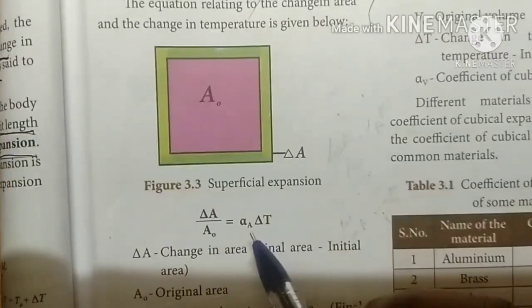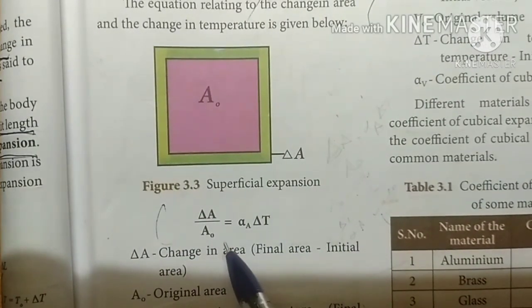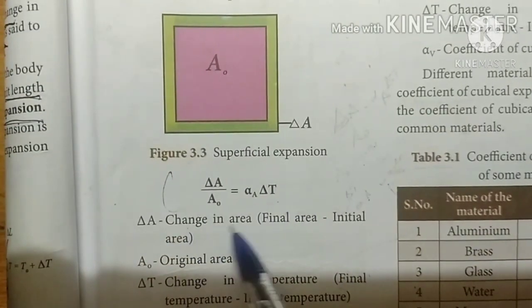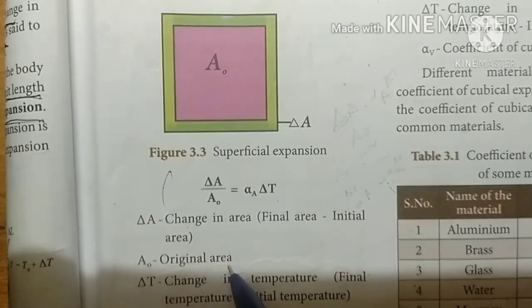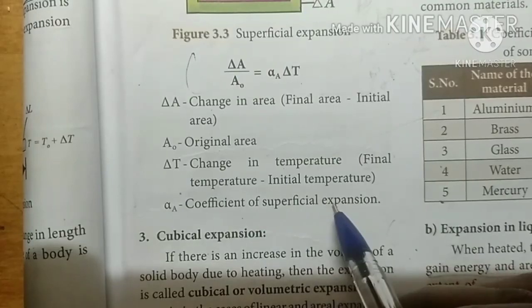Below that you have to mark this formula. Delta A by A0 is equal to alpha into delta T. What is delta A? Change in area. A0 is the original area and delta T the change in temperature. Alpha A is the coefficient of superficial expansion.